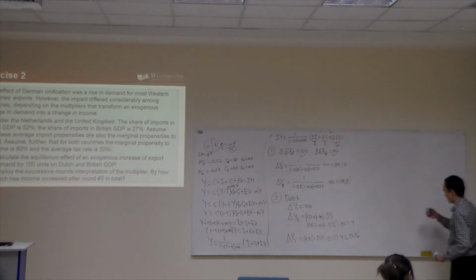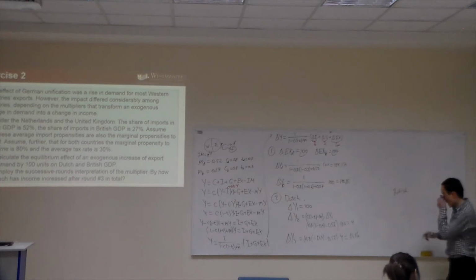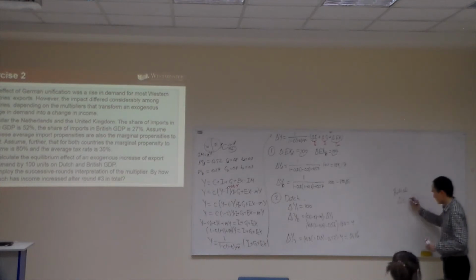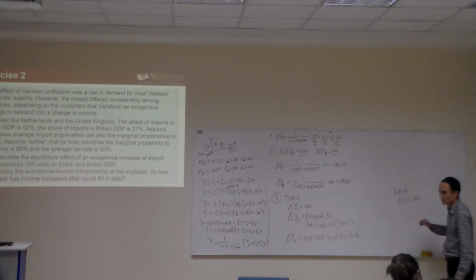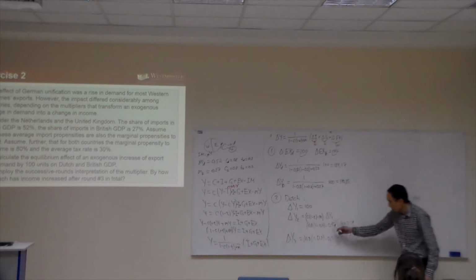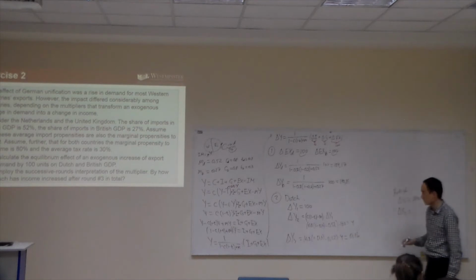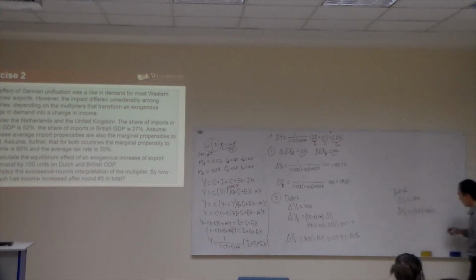Now let's do it for the British economy. What's the first change? 100. Right? It became income of someone. The second change is again this multiplied by the change: 0.8, 1 minus tax rate, which everywhere is 30%, minus marginal propensity to import, which is now less, 27%, times 100, and it's equal to 29.